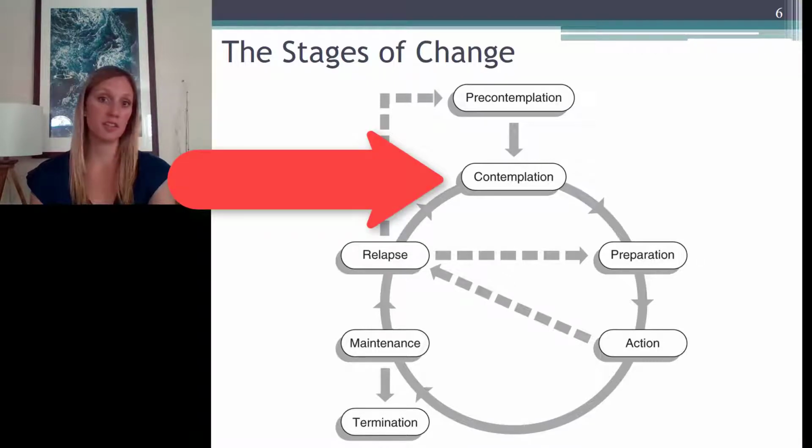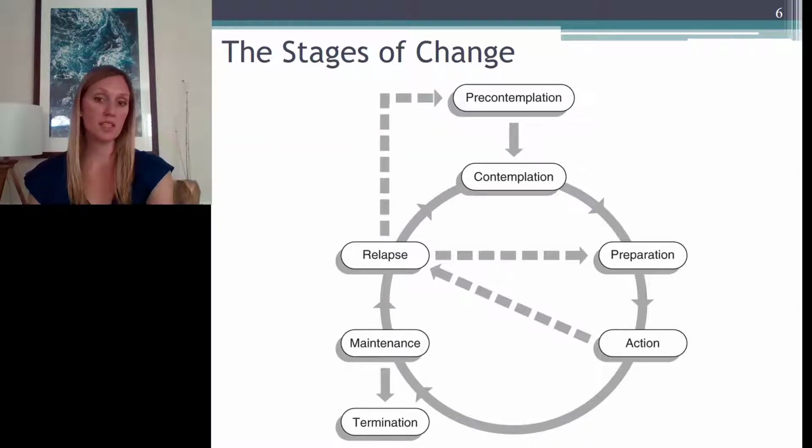The next stage is the contemplation stage. So these are people who know that they need to make a change, and they're thinking about it. They're thinking about making a change within the next 6 months or so.